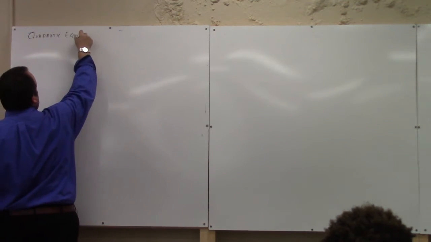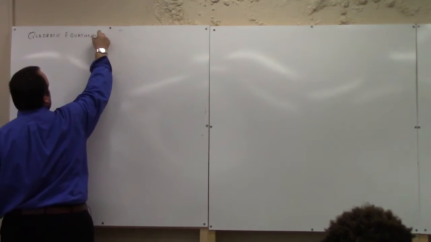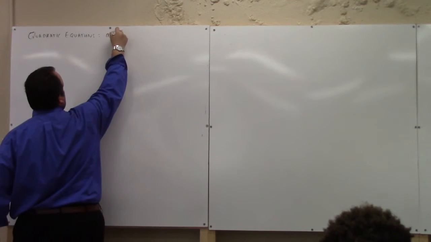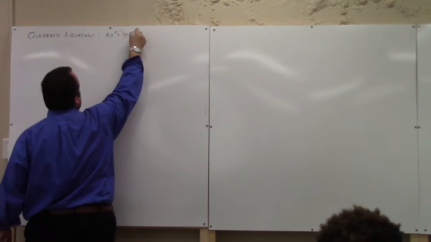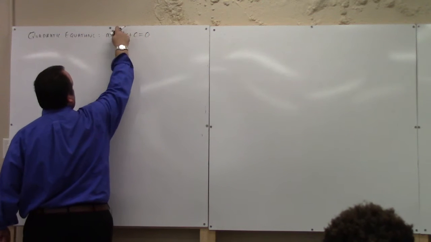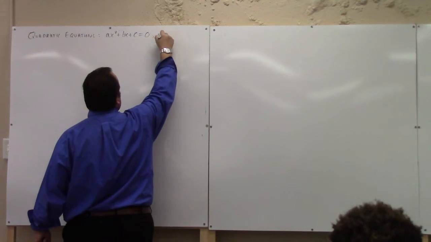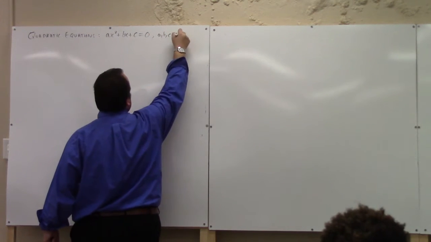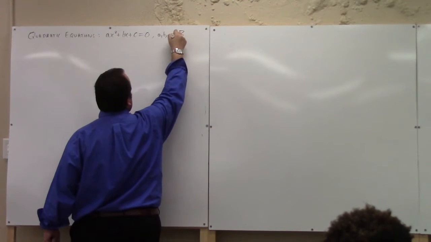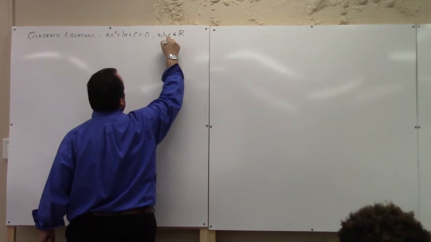So what is a quadratic equation? It's something of the form ax squared plus bx plus c equals 0, with a, b, c real numbers, and a not equal to 0.